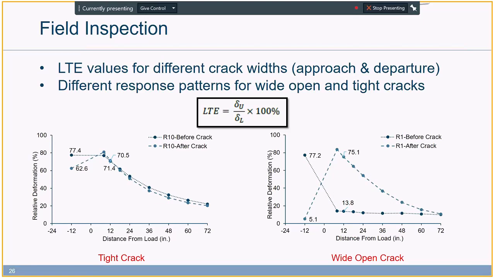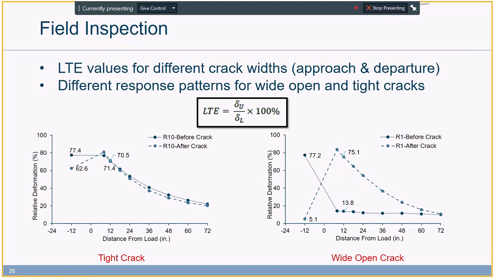But for the wide open cracks, as we can see from the graph on the right side of the slide, the deformation patterns were totally different for the departure and the approaching traffic. That means that with the wide open cracks, even though we had fiber reinforcement, the load transfer efficiency was really compromised.